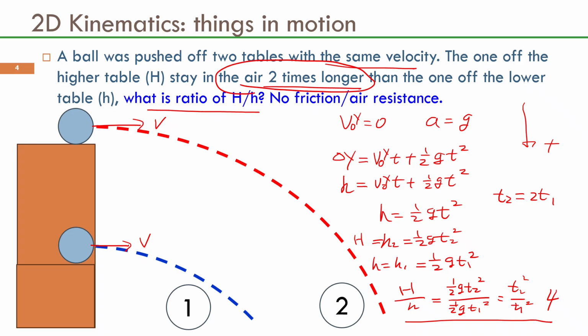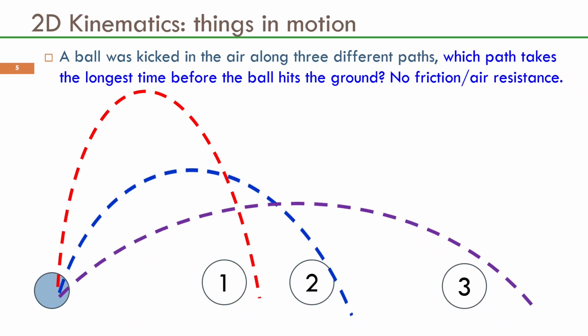Alright, let's look at another question. This is a pretty hard question. Many students get this question wrong. This question says, a ball was kicked in the air along 3 different paths, and it asks which path takes the longest time before the ball hits the ground. This question is pretty hard because it does not give us any information about the launch angle or initial velocity, so much of the information is not known. So for this question, many students will choose the option that says not enough information.